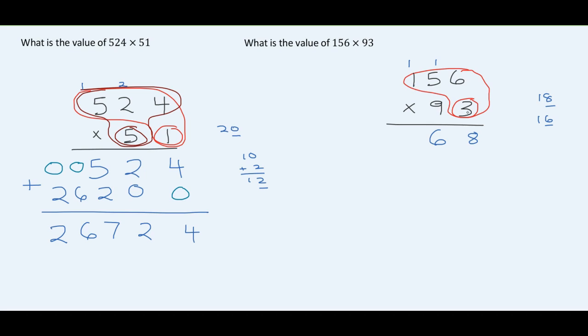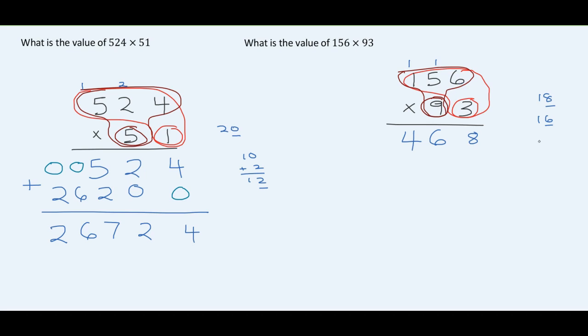1 times 3 is 3. You add 1 to that, you have 4. Next, we go to 9. So now we're going to multiply 156 by 9. And we're going to start in the tens position, because 9 is in the tens position.